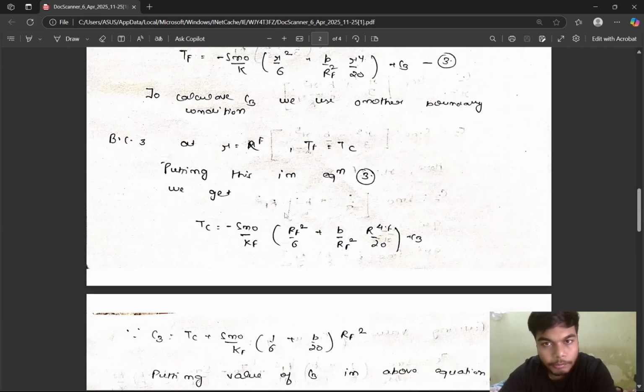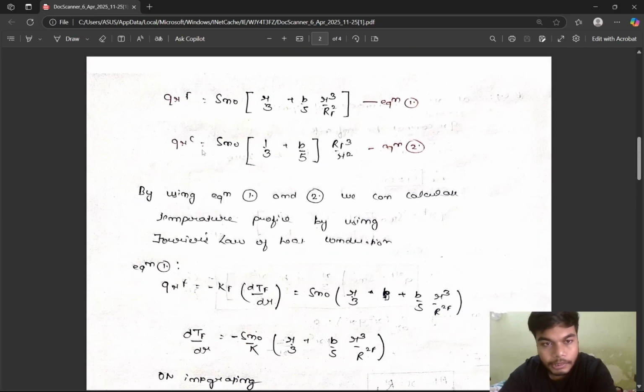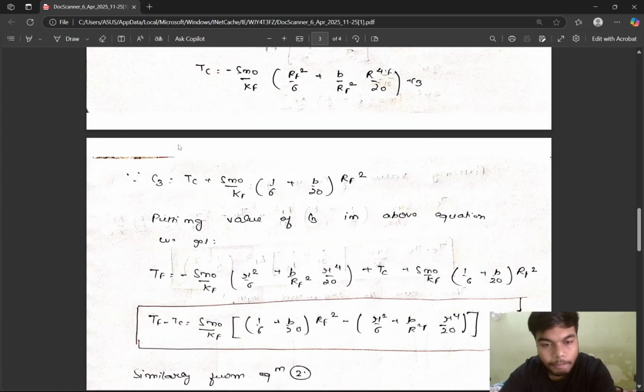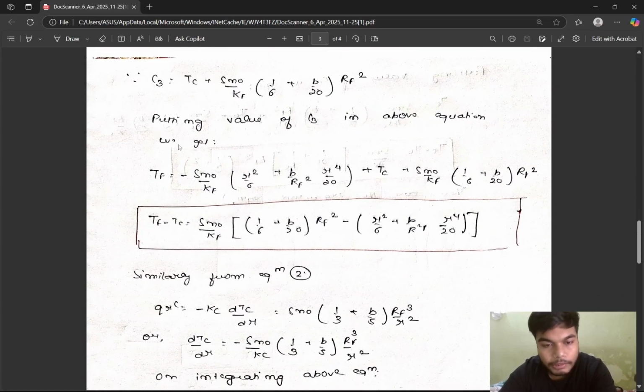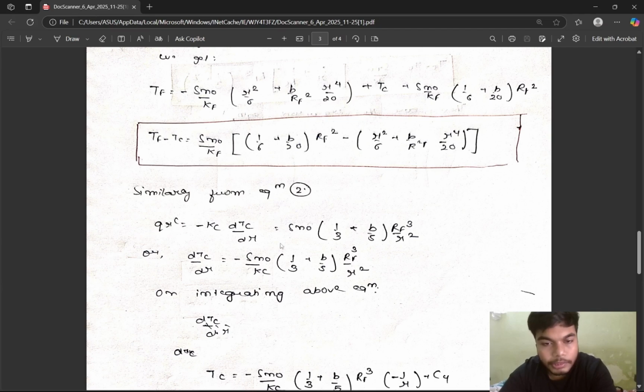Similarly, from equation 2, you can see equation 2 here as Qrc is equal to Sn naught into 1 by 3 plus B by 5 R cube upon R square. We will just use Fourier's law here and we'll substitute Qrc as minus Kc dTc upon dr. Now you can see here we have substituted Qrc using Fourier's law of heat conduction, which is equal to Sn naught into 1 by 3 plus B by 5 Rf cube upon R square.